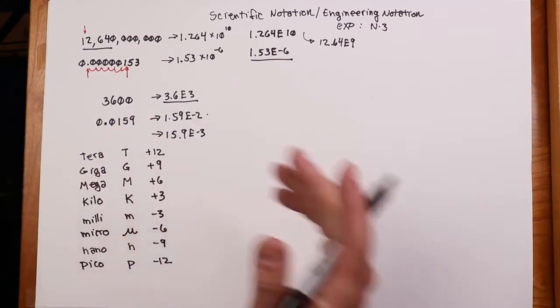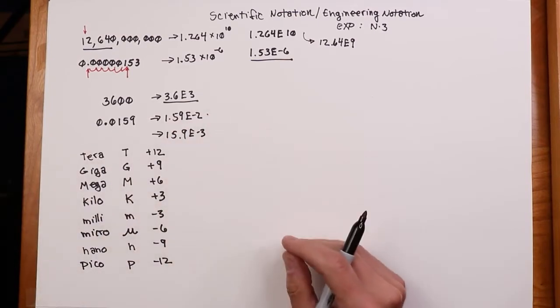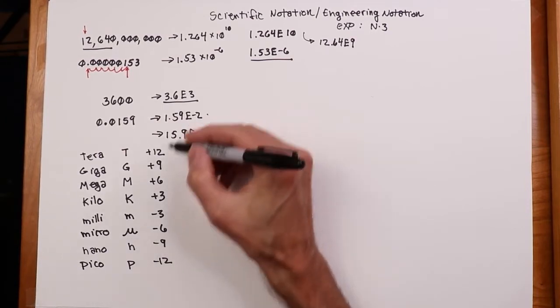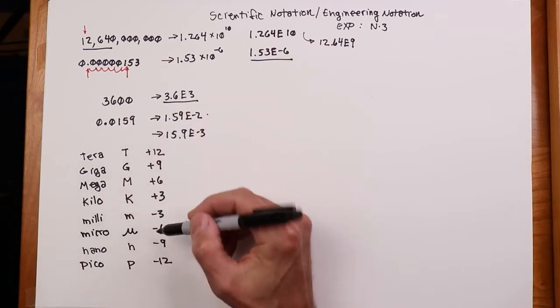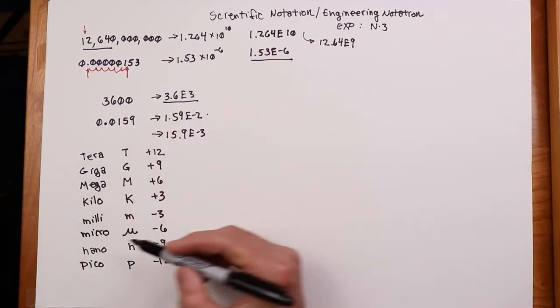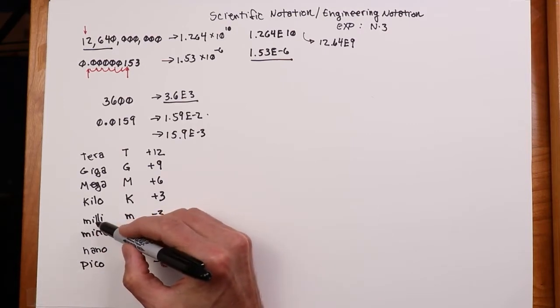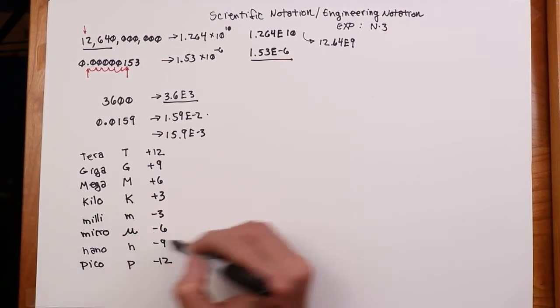This is the kind of thing you need to memorize. You don't have to stop and think about this. This should be as natural to you as saying your ABCs. Okay? Like I said, some of these you probably already know. Kilo, mega, giga, tera. Working down, maybe not so much. It's almost, not quite, it's almost alphabetical. The milli, micro are backwards, but then nano, pico.